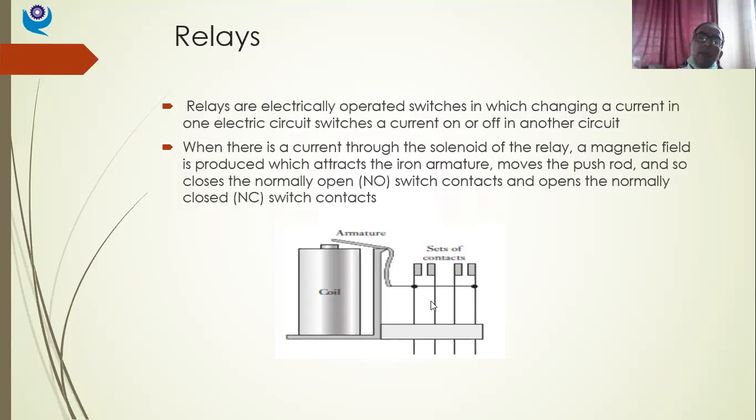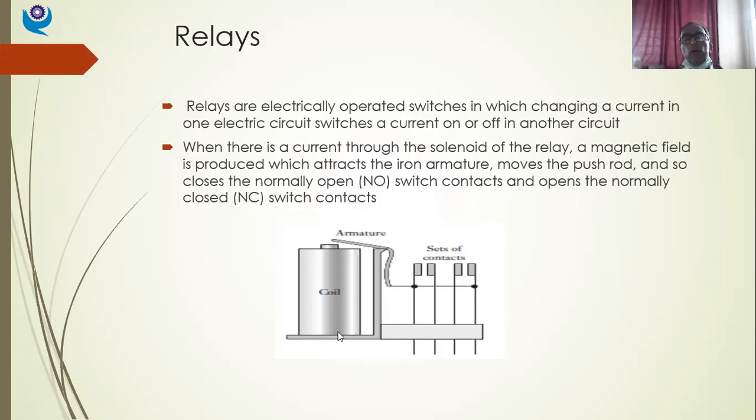So this is initially normally closed and this is normally open. So this will be closed initially, this will be open initially. Now when I want to open this, so this is normally open and this is normally closed. This is NC, normally closed, and this is normally open. This is a push rod.